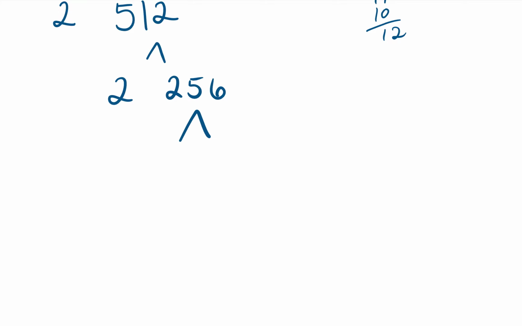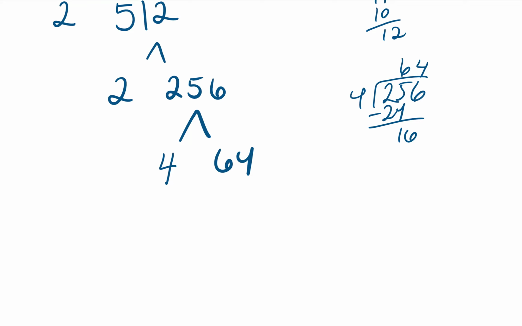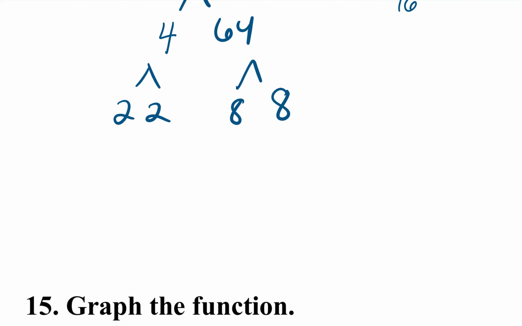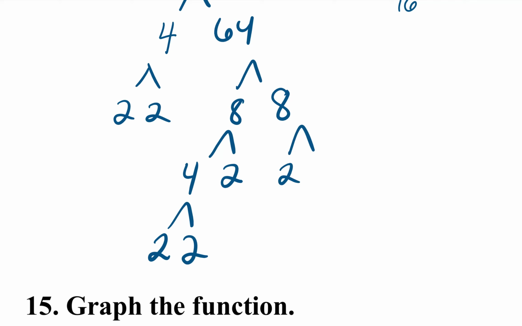That would be, I can do 4. So 4 goes there 6 times, 24. That'd be 64. So now we're getting some numbers we can work with. So 4 and 4 is 2 and 2. 64 is 8 and 8. Then that becomes 4 and 2, which is 2 and 2. That also, same thing.